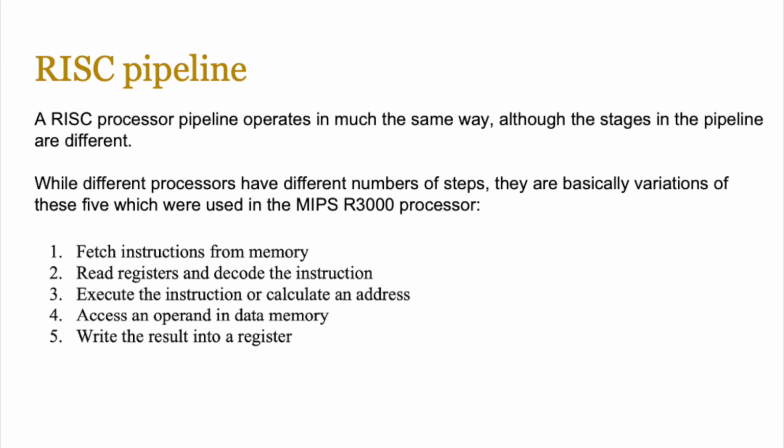So a RISC processor pipeline operates much in the same way, and different processors have different numbers of steps, and these steps are basically the variation of the 5 we discussed earlier. So here's some for the MIPS R3000 processor: fetch instructions from memory, read registers and decode, execute the instruction or calculate an address, access an operand, write the result into a register. Kind of similar to what we were discussing earlier. And modern processors obviously will have a lot more complex steps. So some might have 8, some might have 16, but most of those are going to be variations of these 5 or add more detail into the process.